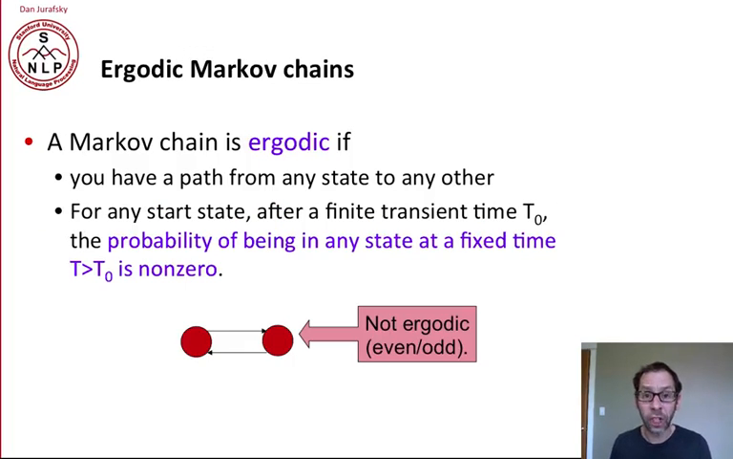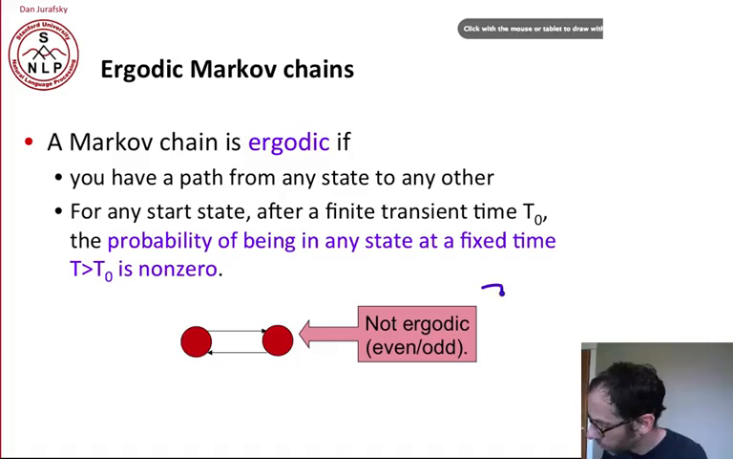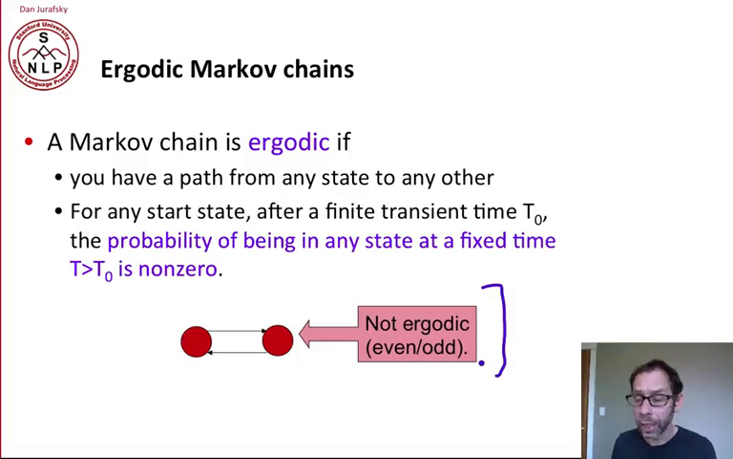Now, a couple quick definitions. A Markov chain is ergodic if you have a path from any state to any other, and if for any start state after a finite transient time t0, the probability of being in any state at a fixed time t is non-zero. So an even-odd network, where after a particular time t we don't have a non-zero probability of being, let's say, at the even states if we're in an odd-numbered time period, is not an ergodic network.